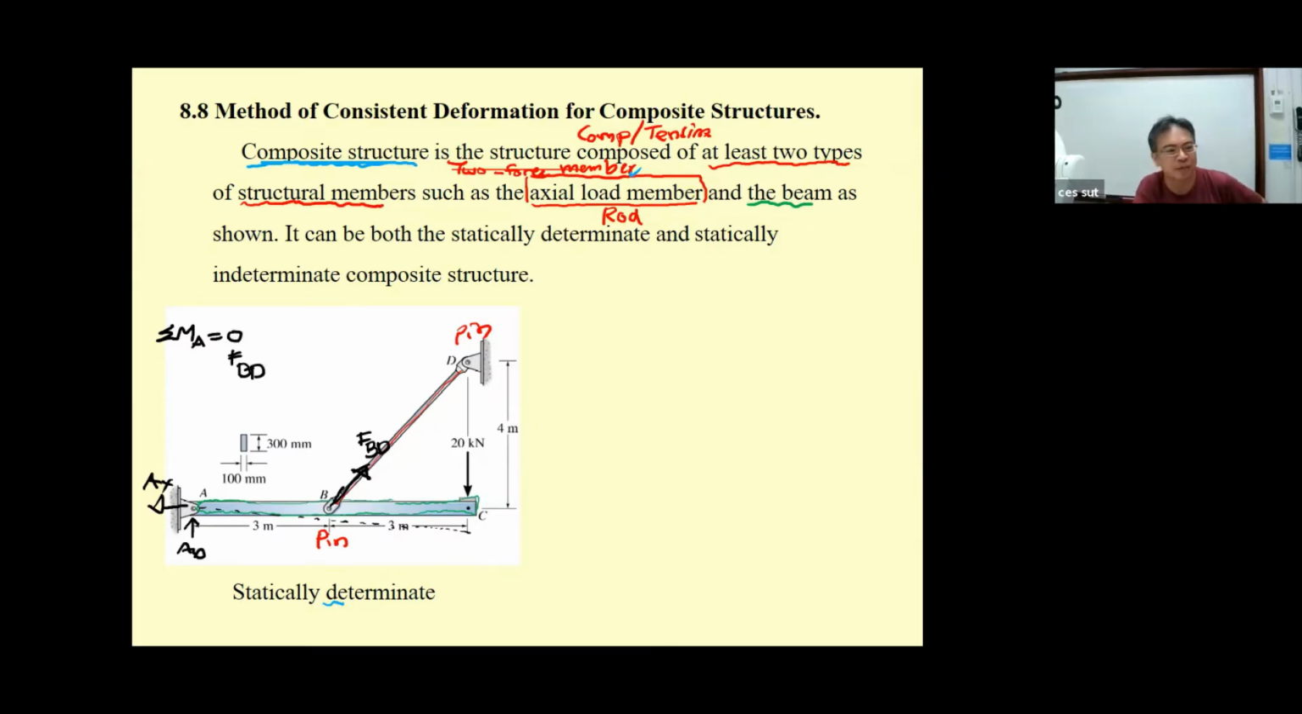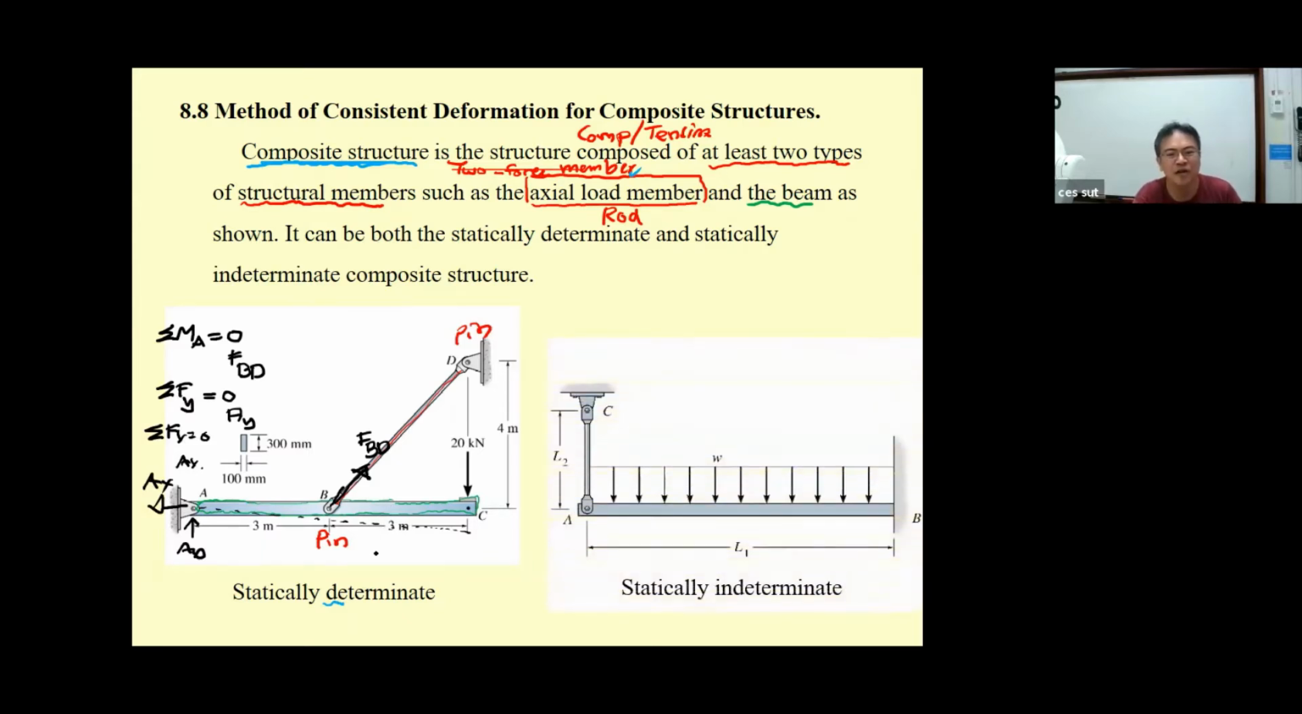I'd like you guys to work by yourself. And then you can determine A sub y by summation of F sub y equal to 0. Later, if you do the summation of F sub x equal to 0, you will find A sub x. This one is statically determinate if you draw the free body diagram of this. And we also have this one in the form of statically indeterminate, which is the same as the one that I showed you in the previous picture.